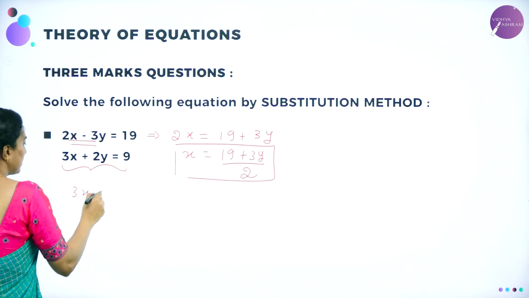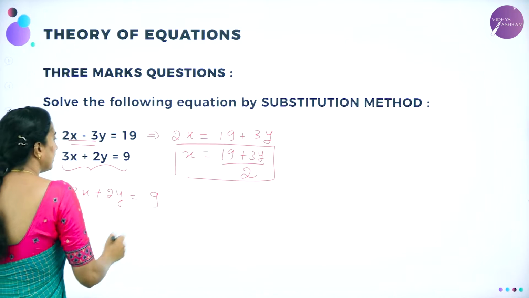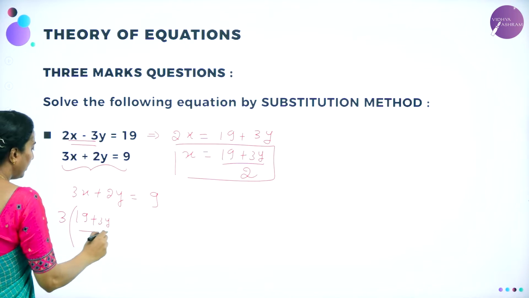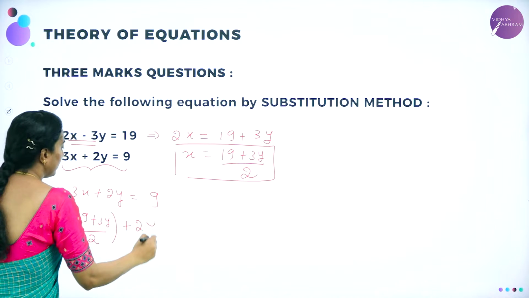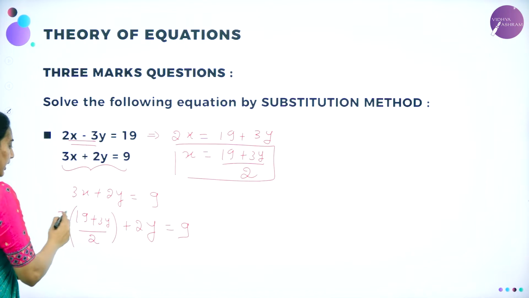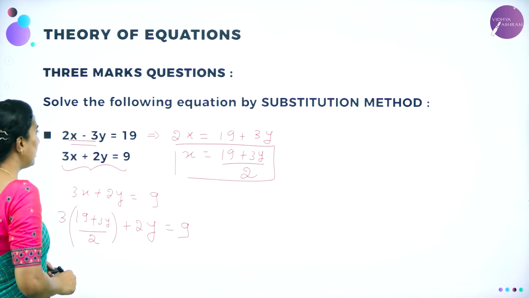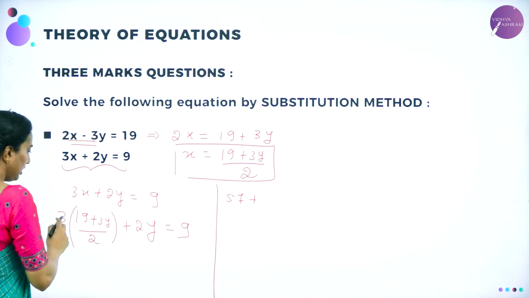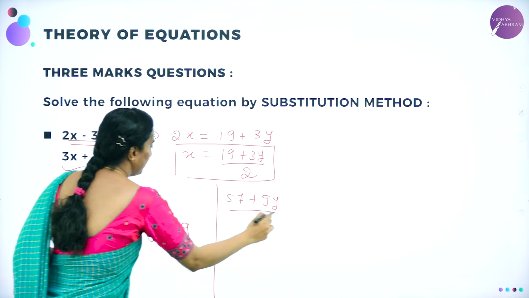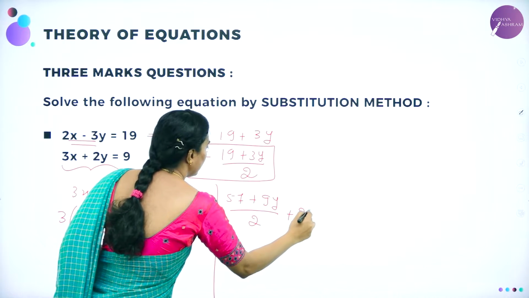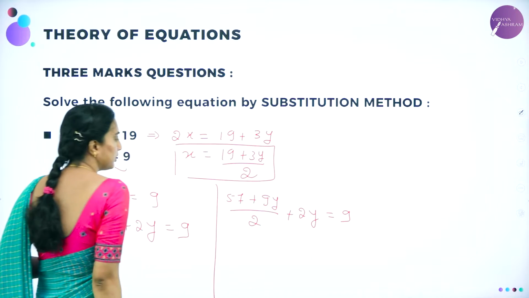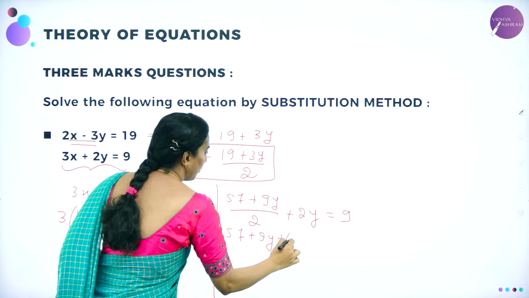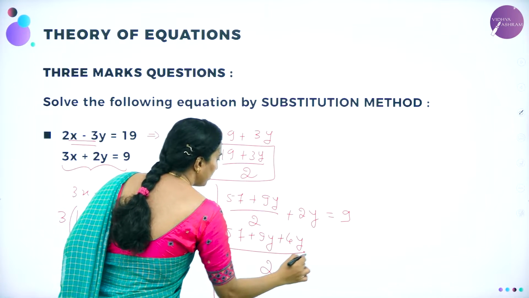Now therefore 3x plus 2y is equal to 9. Otherwise, 3 into x is nothing but (19 plus 3y) divided by 2, plus 2y is equal to 9. Otherwise, 19 3s are 57, so it will be equal to (57 plus 3 3s are 9y) divided by 2 as it is, plus 2y is equal to 9. Now, taking the LCM as 2: (57 plus 9y, 2 2s are plus 4y) divided by 2 is equal to 9.